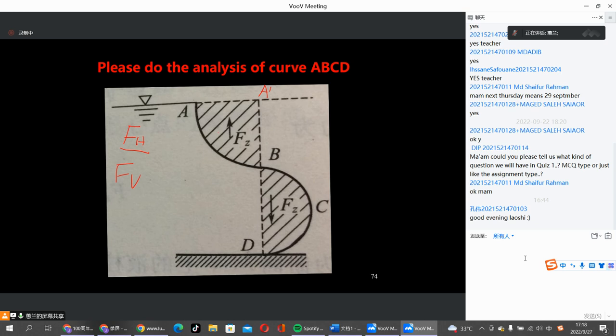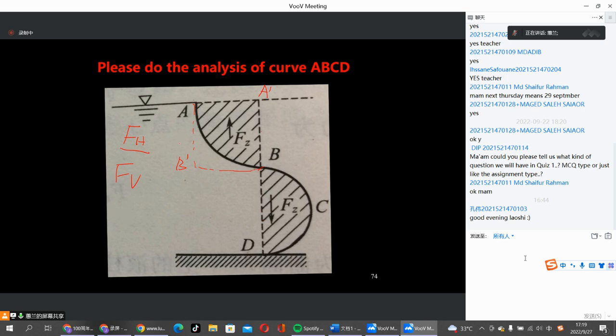If you are not sure, you can cut A, B, C, D into two halves. So for AB, you can find out, right? For AB, this will be B prime, right? And so for AB, its horizontal component will be equal to the pressure force acting on the vertical projection area of curve AB. And for BCD, you can do the same, right?